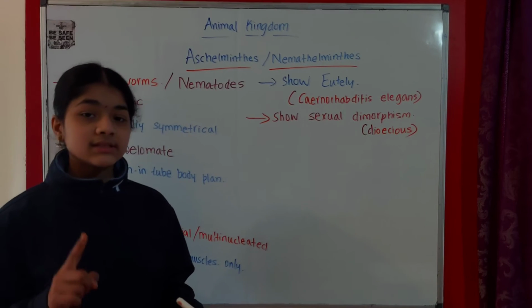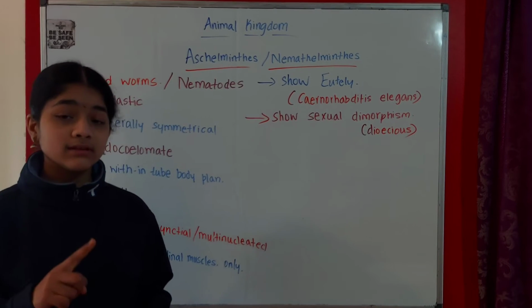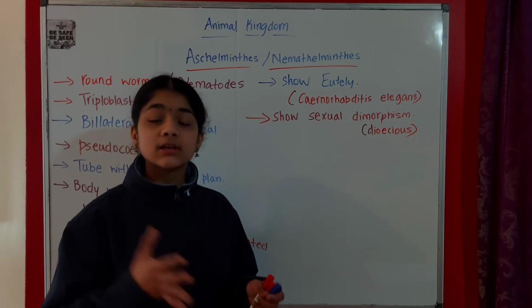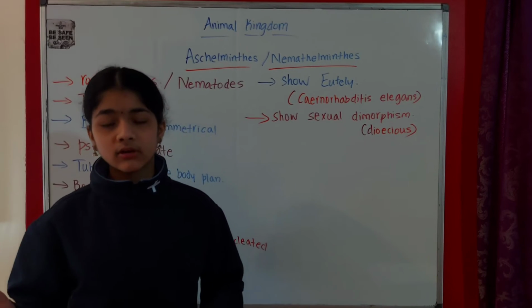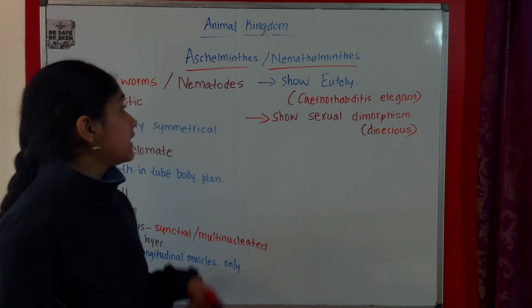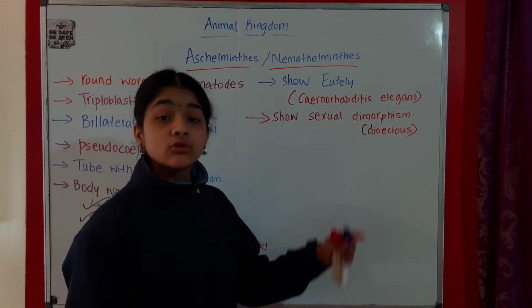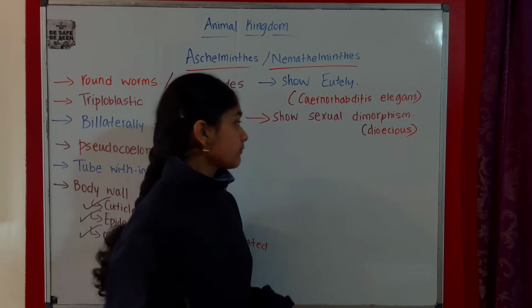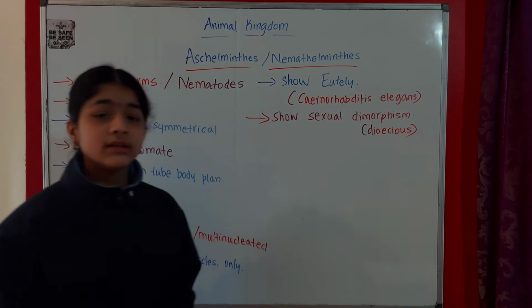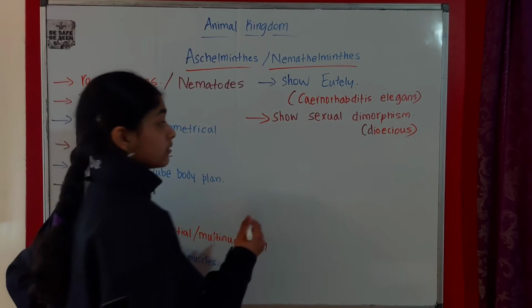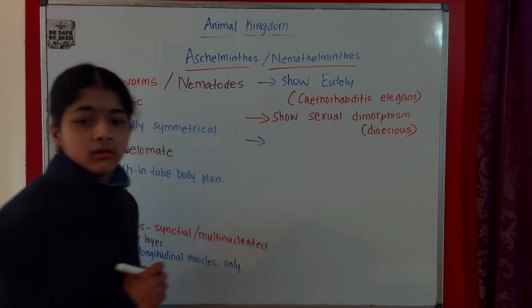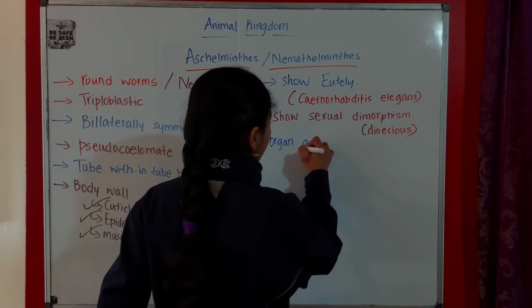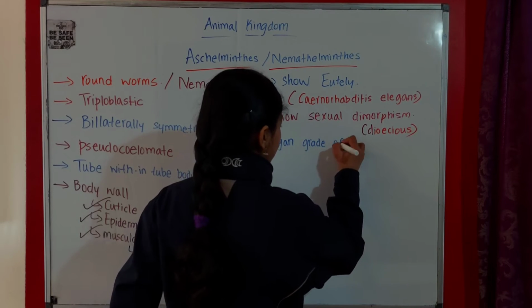In case of Platyhelminthes, the phylum that we discussed in the previous video, Platyhelminthes are flatworms and they are hermaphrodite. That means sexes are not separate. Male and female reproductive organs are present in the same organism. In case of nematodes, they show sexual dimorphism or dioecious. There is male and female, sexes are separate. This is one more important thing, that they show sexual dimorphism. Also, one more thing, they show organ grade of organization.